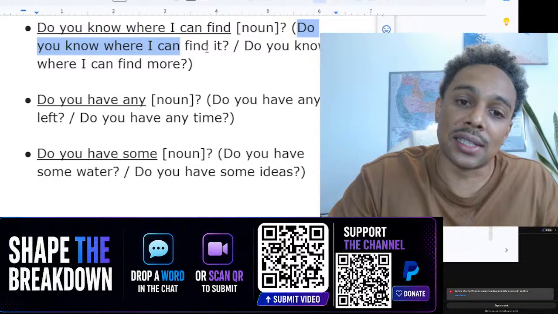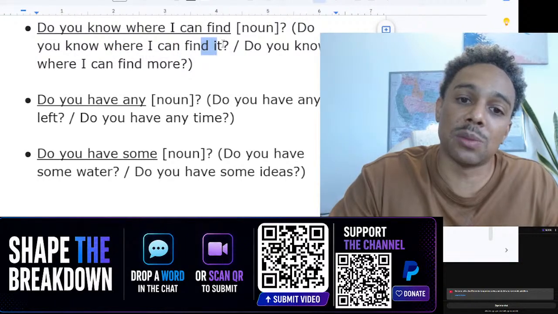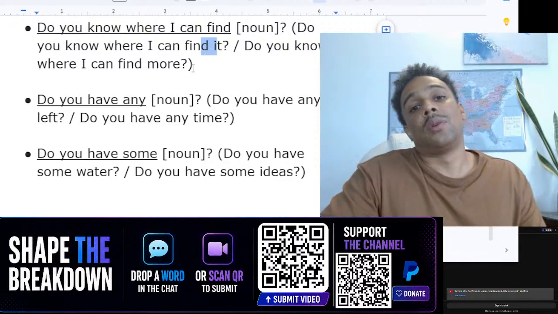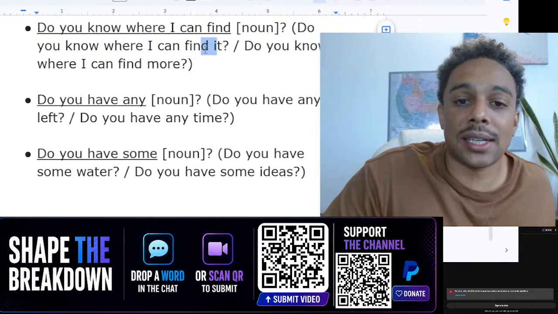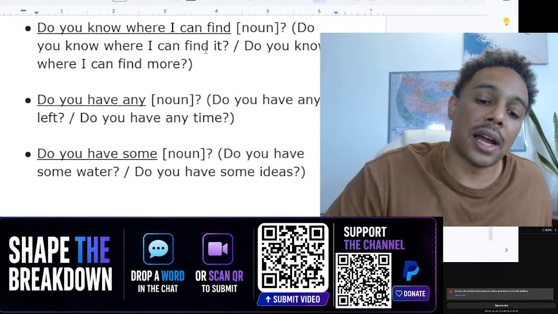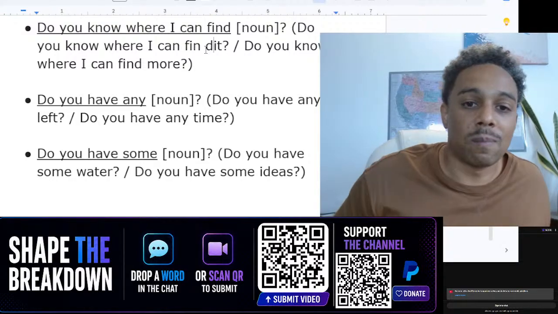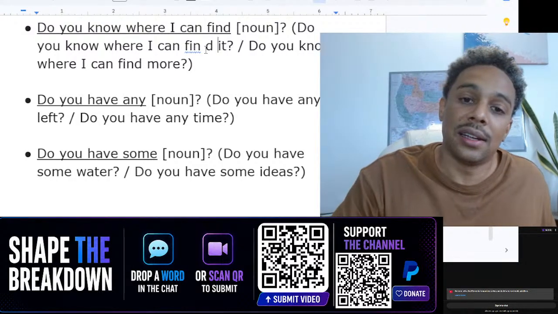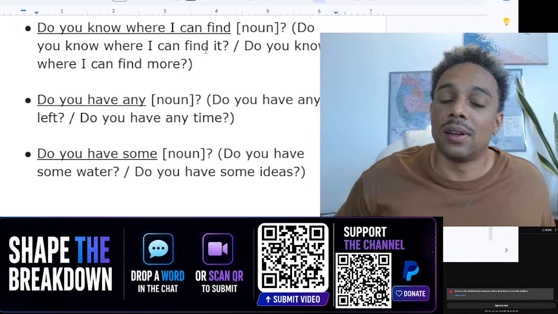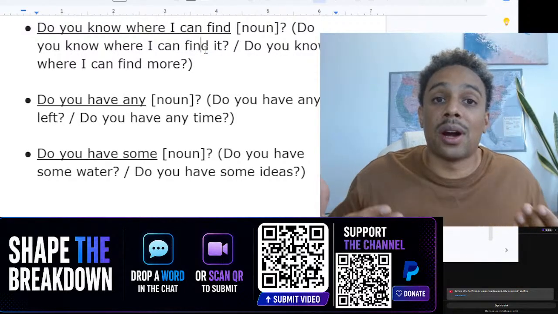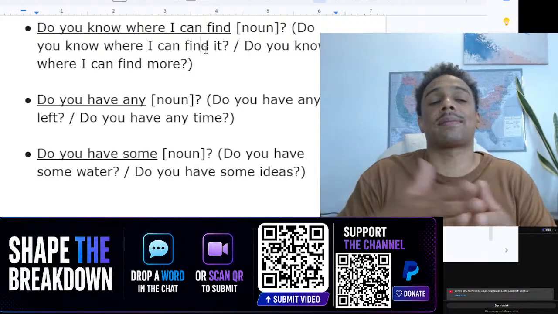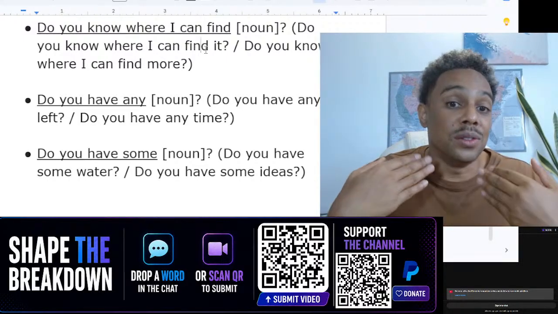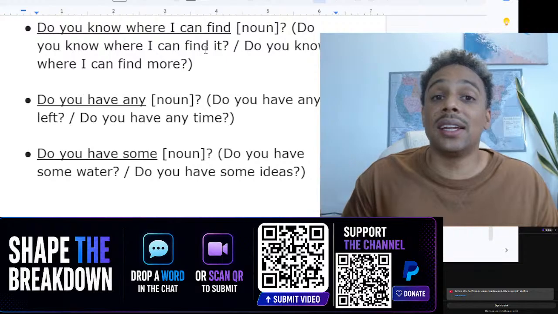And listen to how I link this. We'll do a lesson on this, but this is consonant to vowel linking. If the word finishes with a consonant sound and the next sound is a vowel, that consonant sound gets moved over. Find it, "dit." All right, so I'm saying, do you know where I can find it?